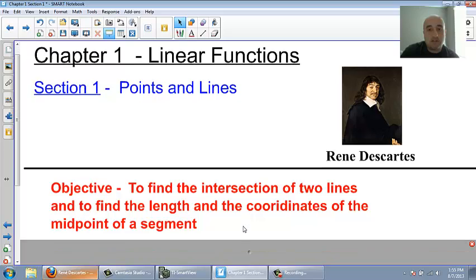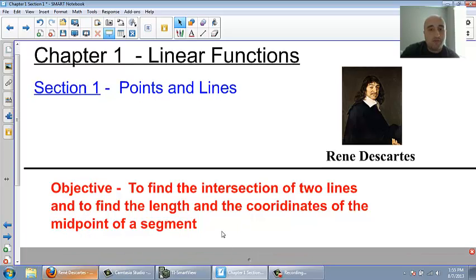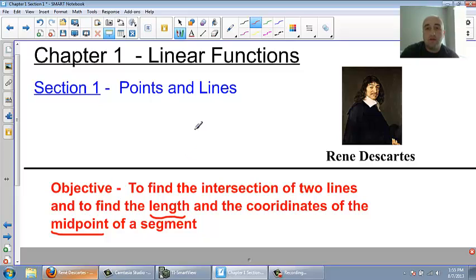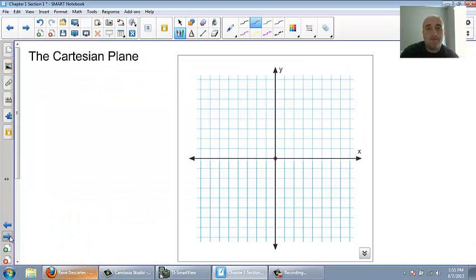The objective of this section, if you want to write this down, is to find the intersection of two lines and to find the length and the coordinates of the midpoint of a segment, all of which we have seen before. You should have seen the length formula and the midpoint formula before. So I think we'll be good to go with that. Let's get started. Here we go.